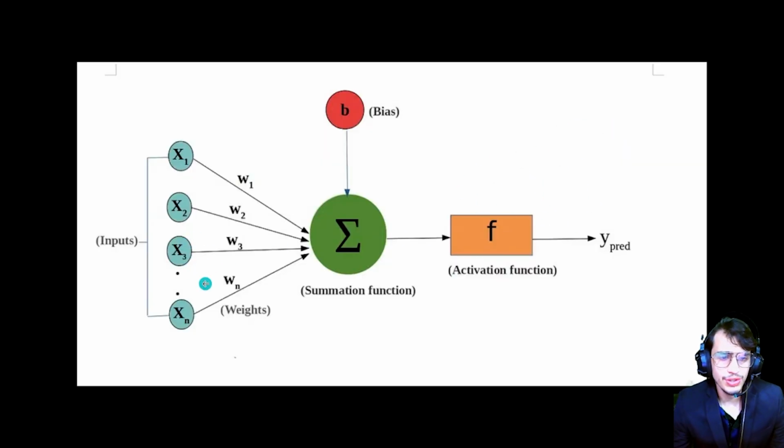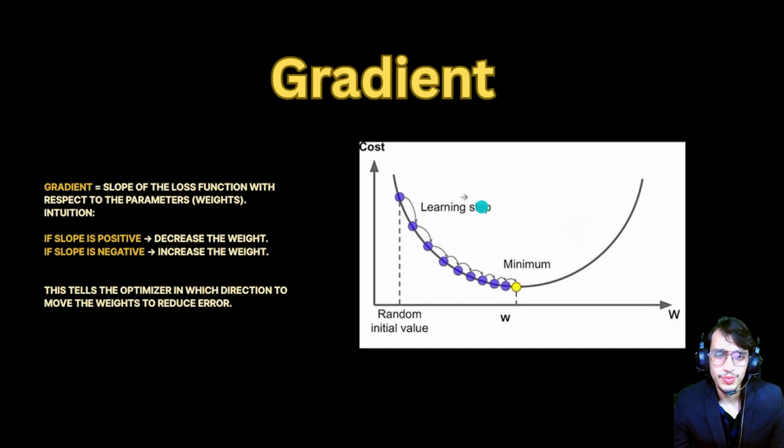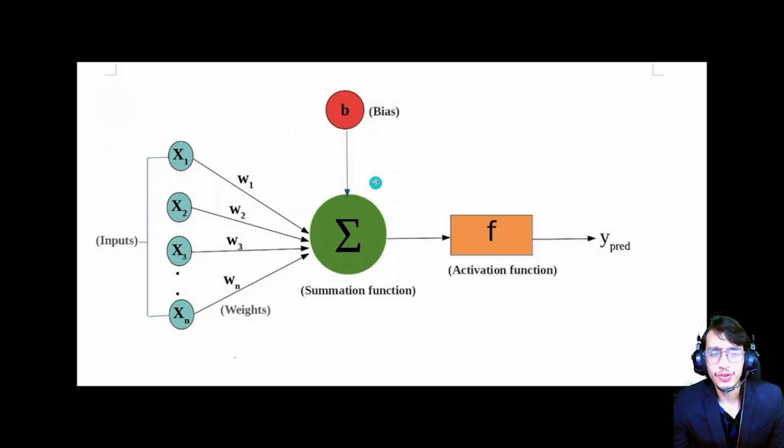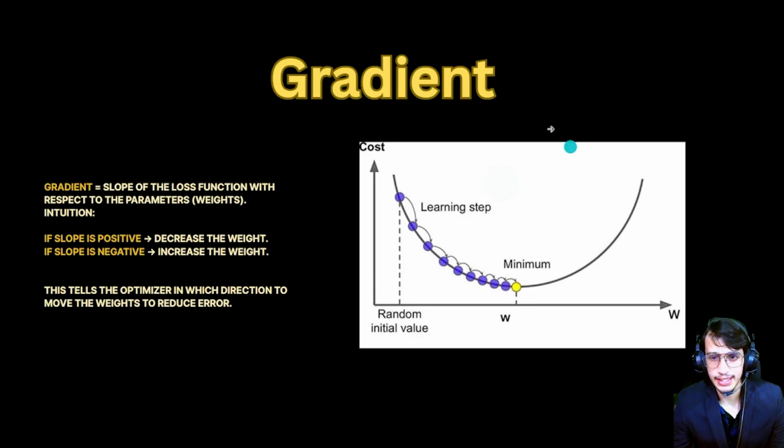We already know that our neural network consists of different weights and some bias. Our input is multiplied with the weights, then we have a summation of these, and then we get some result. Now, what our optimization does is use a gradient. So what is gradient?